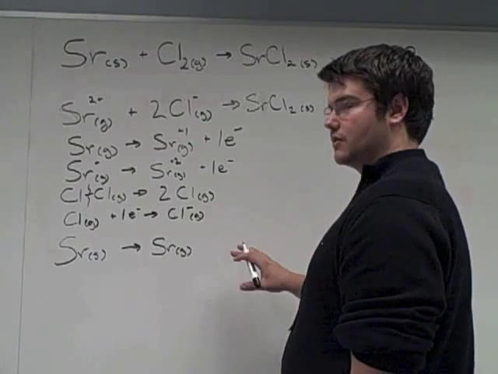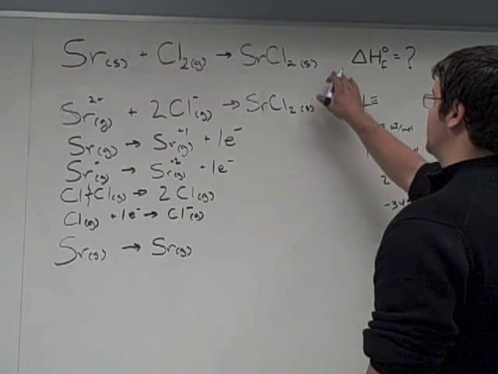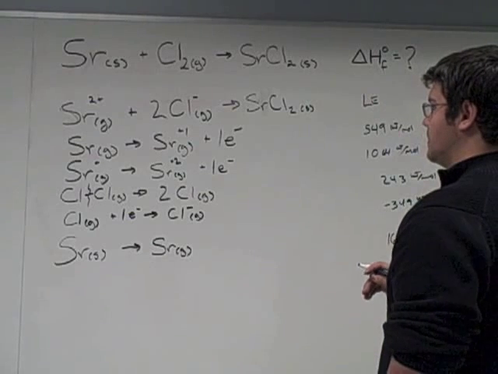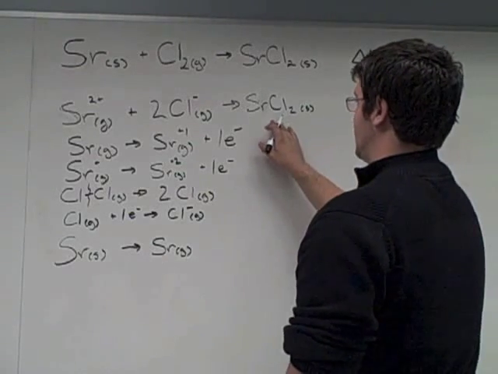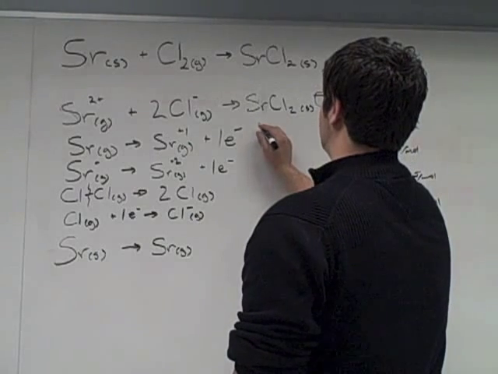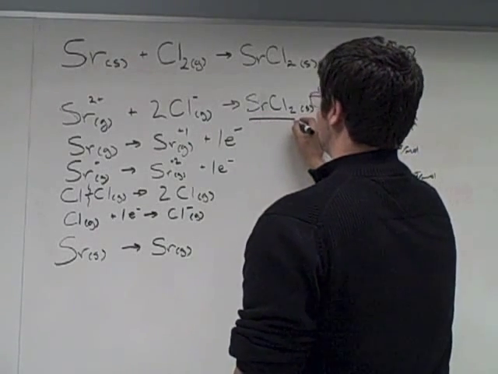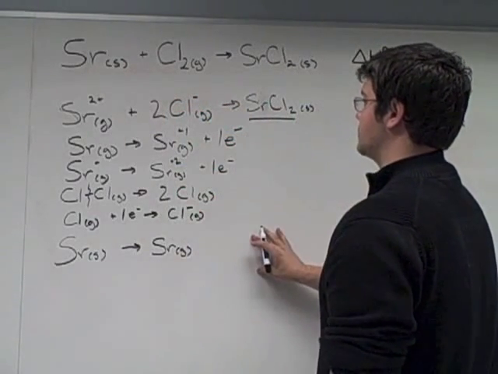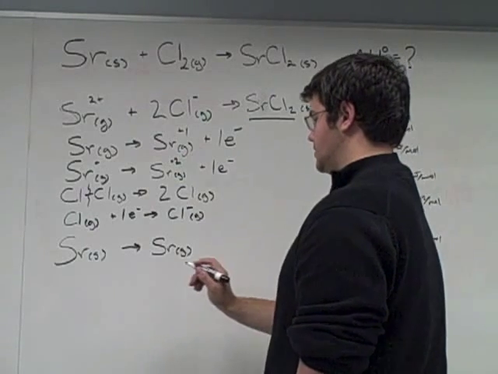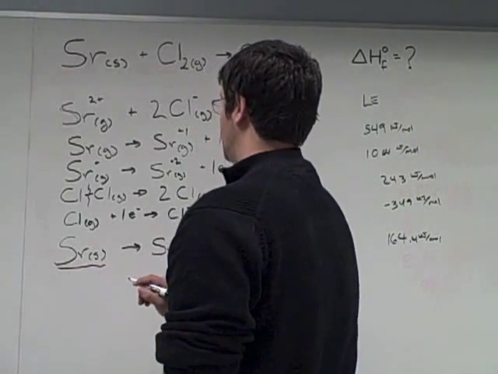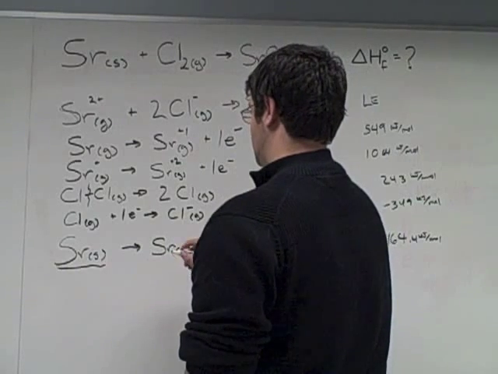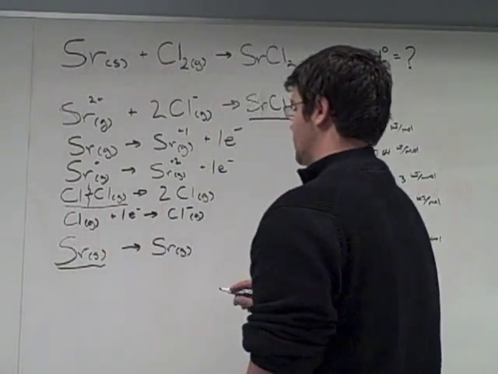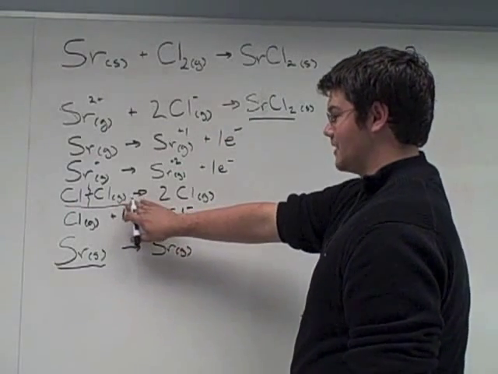So, now that we have all of our steps written down in equation form, now we need to look at how we need to alter these steps to make them fit our goal equation as with Hess's law. So, the first thing that we need to look at is that we do have our desired product right here. And now we need to find our two reactants in these equations. So we have strontium solid and we have chlorine gas here. So we have our chlorine right here.